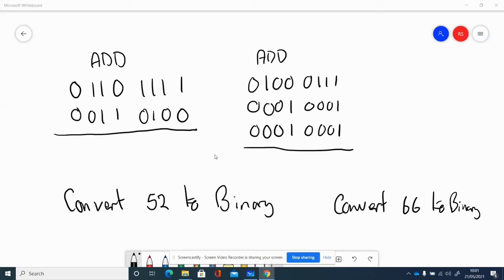Okay, so here are some for you to have a go at. So have a go at these. You can pause the video and have a try at adding these together. You can then have a go at converting these as well. So pause the video, have a go at these, and then we'll come back and have a look at how to do them. So pause the video now.